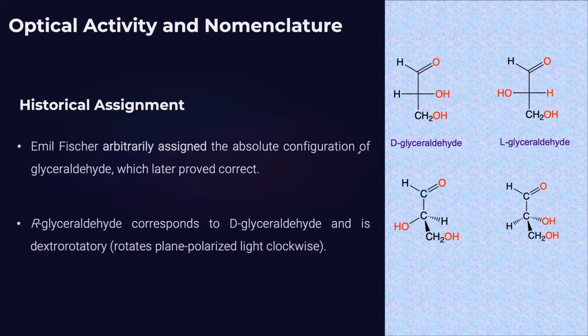Now, how did Emil Fischer historically assign this? He assigned it by accident that the D is also R. What does it mean? It means that it rotates in the clockwise direction, plane polarized right. If you have a background in RS configuration, then you see that if you number the atoms, they will move in this direction, and the L will be in the opposite direction. So this was a pure accident, but later on it turned out that D-glyceraldehyde is also R.